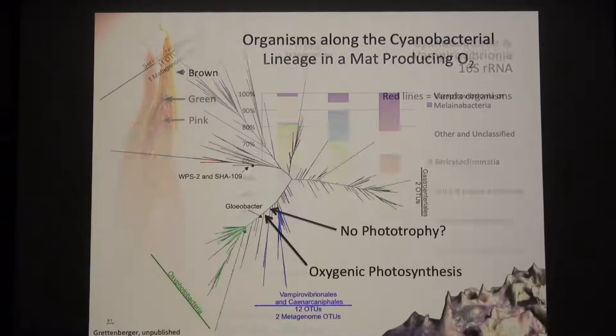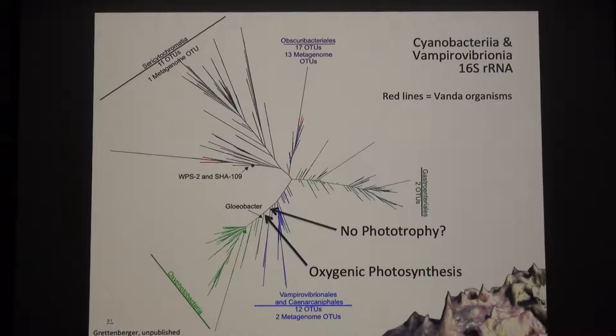Most of the next work I'm going to talk about is produced by my postdoc, Christy Grettenberger, who can deal with all the genomic data. She took all of the 16S sequences from databases that she could find on the cyanobacterial lineage. And so the green down here are all the cyanobacteria. And the one that branches off first, the lineage is called the gloobacter, and then these groups all here are all these melanobacteria, and there's some other basal groups here.